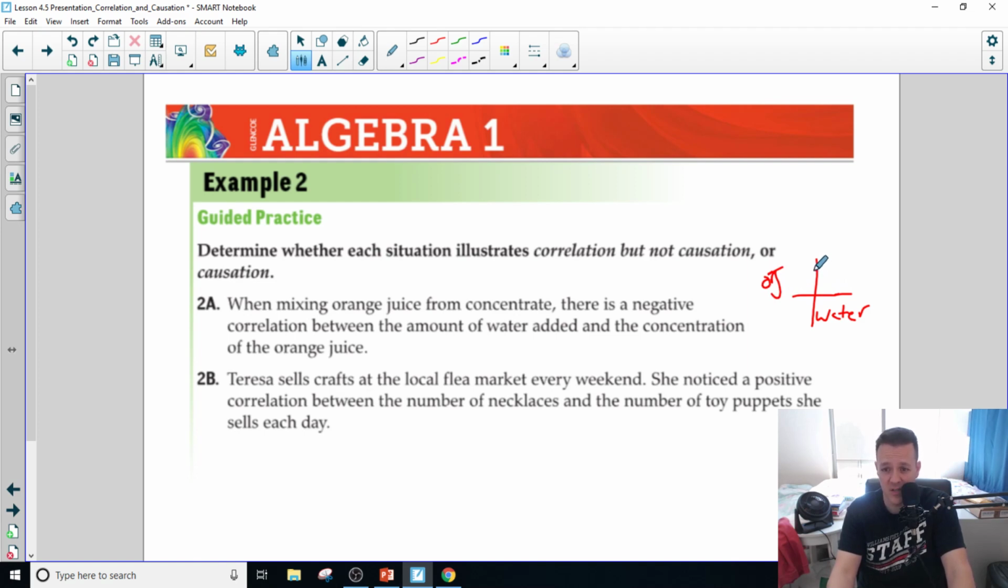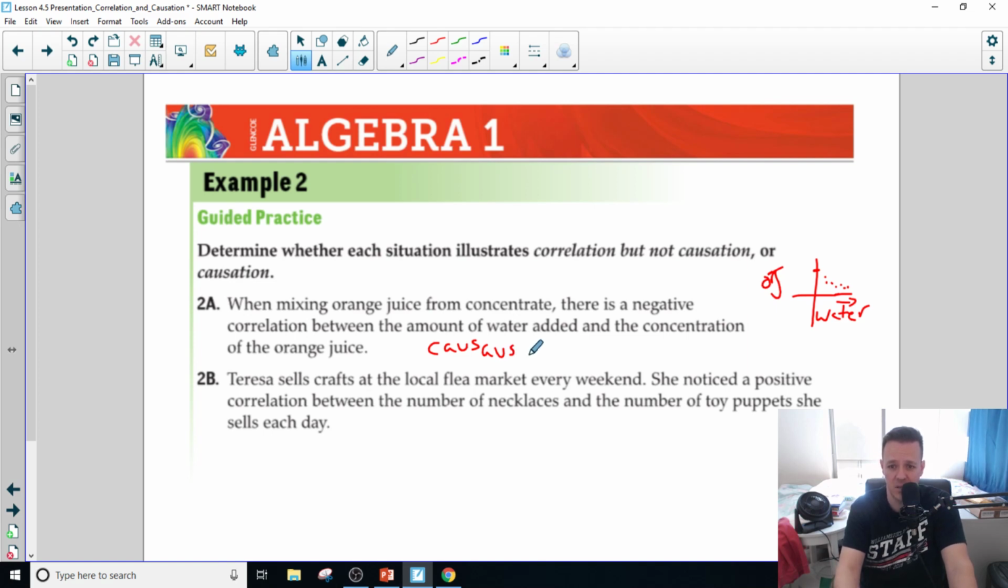So your OJ concentration would be here, but the more water you add, what happens? The more water you add, the less OJ you have. So there's a negative correlation. So is this a correlation or is it a causation? Well, in this case, it is a causation, because the more water you physically add, it causes the graph to do what? To go down.